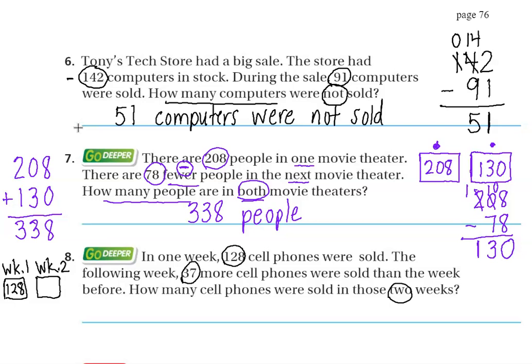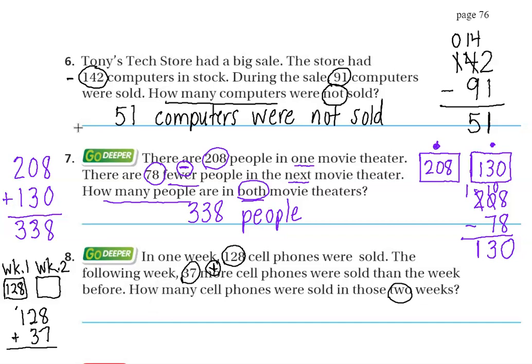So I'm going to reread again. I always reread. In week 1, 128 cell phones were sold. We wrote that down here. The following week, 37 more cell phones were sold than the week before. So I know I have to add. Sometimes when you hear the words more and then in a problem, you know that you'll be subtracting. But in this case, we have to add 37 because we're adding that to the amount from the week before. So let's add that together.